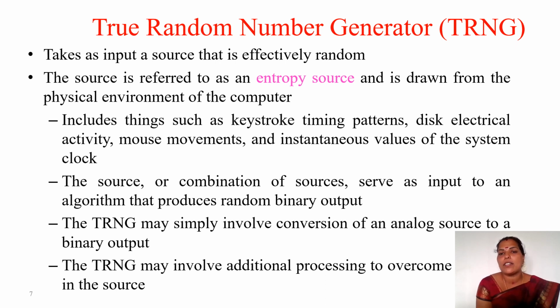And the source or combination of sources serves as input to an algorithm that produces the random binary output. The TRNG may simply involve conversion of an analog source to binary output. In the pictorial representation, we have seen that. And the TRNG may involve additional processing to overcome bias in the source. So in order to overcome the bias in the source, the TRNG does some additional processing, so that the true random number generator produces a random number which satisfies both the randomness property as well as the unpredictability property.